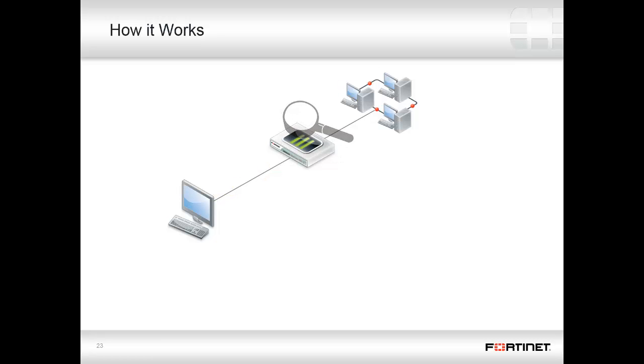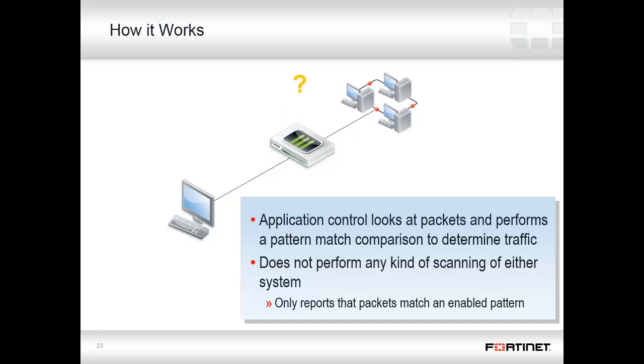How does this feature actually work? Essentially, it scans traffic passing through the FortiGate looking for patterns. It's really just as simple as that. A particular application entry, like Google Talk, is just a series of transmission patterns in the packets that identify the application. What that pattern actually is obviously needs to be unique for the application.